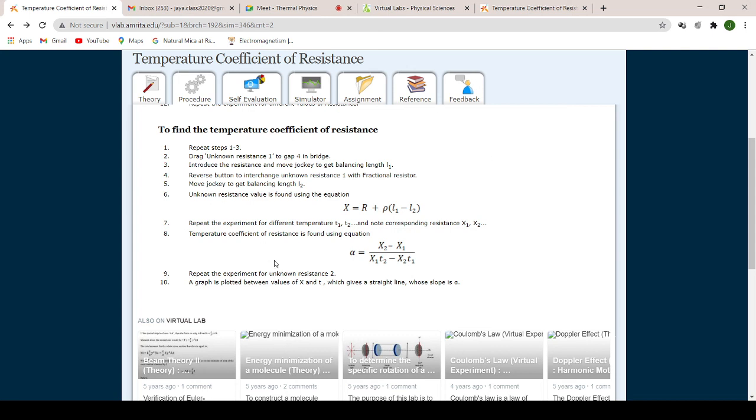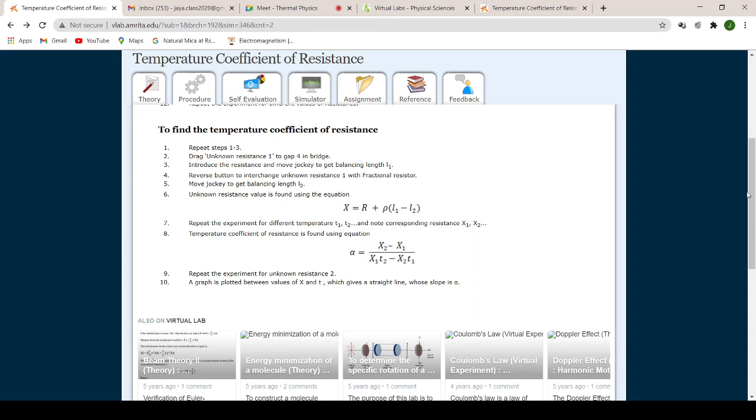Now you put this in the tabular column. Record all these values in the tabular column. Then with the help of that, you can find out the temperature coefficient of resistance using this particular equation. The 9th step is given as repeat the experiment for unknown resistance. We don't have any second resistance, so you are going to do it only for one resistance. A graph also has to be plotted between x and t. It has to be a straight line. Find out the slope of that.